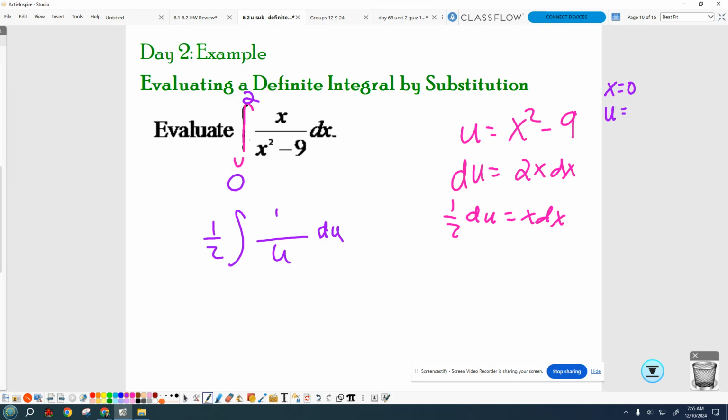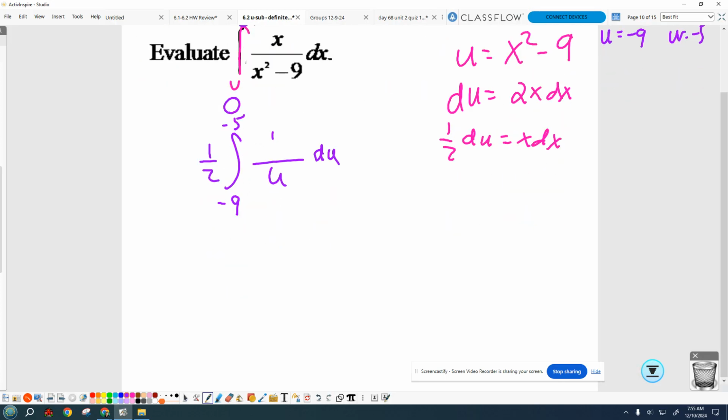So when x is 0, looking at my definition of u, what is the u value? -9. Okay. So x bound 0 became u bound -9. And Sebastian, when x is 2, what is the u value? -5. All right. So Jason, what's the integral now? 1/2 ln absolute value.